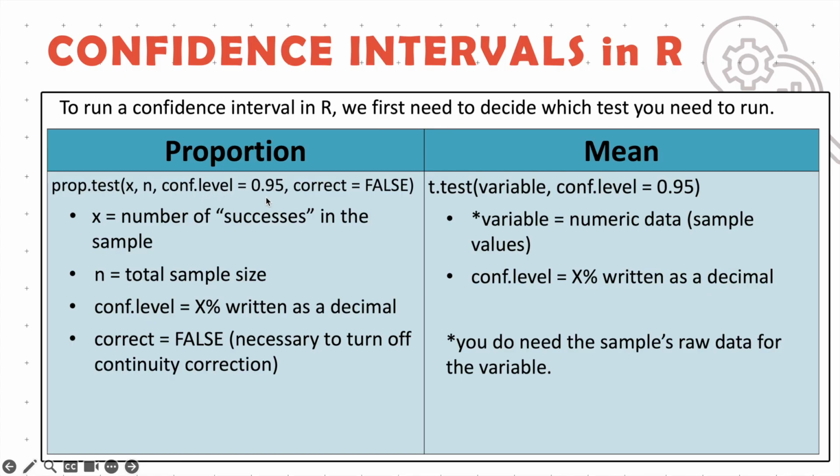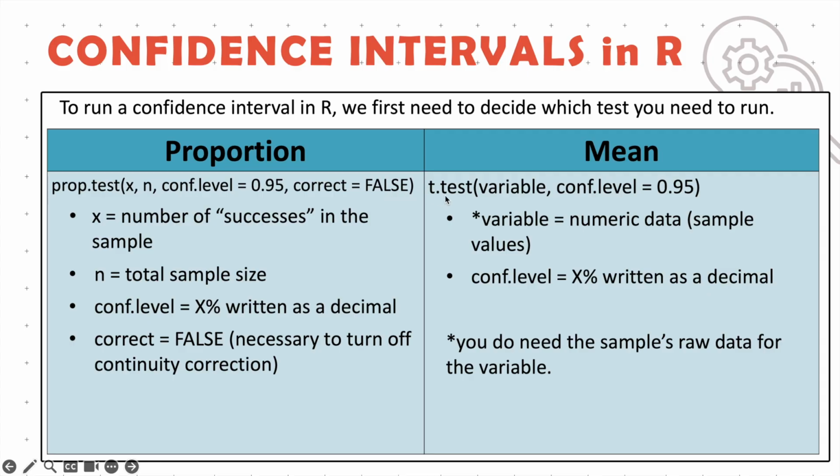This confidence level is represented as a decimal. So a 95% confidence interval, we're going to type in as 0.95. And then notice I've also included another argument that says correct equals false. There's a continuity correction that's default that happens in this proportion test. So we just want to turn that off. We don't really need to know why that's happening right now. We just are trying to create the same confidence interval that we've seen before. And so we turn that off by doing correct equals false.